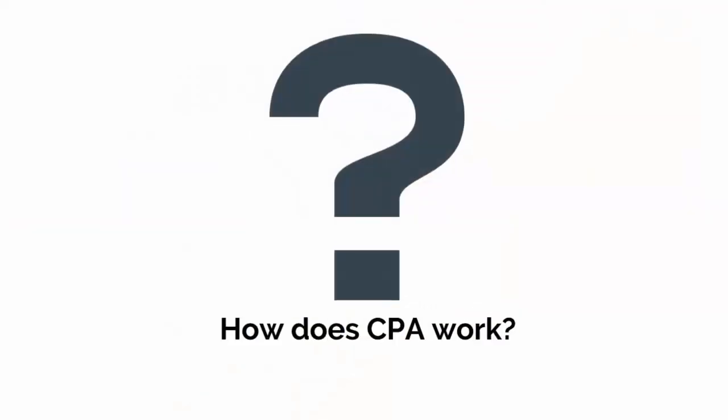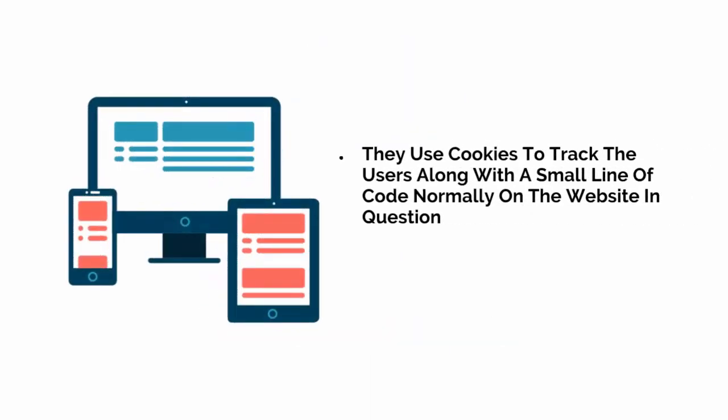So now you may be wondering how CPA would work. What is this black magic that allows an advertiser to know whether or not someone has bought your product after leaving your website? And the answer to that is they can use cookies to track the user along with a small line of code normally on the website in question.